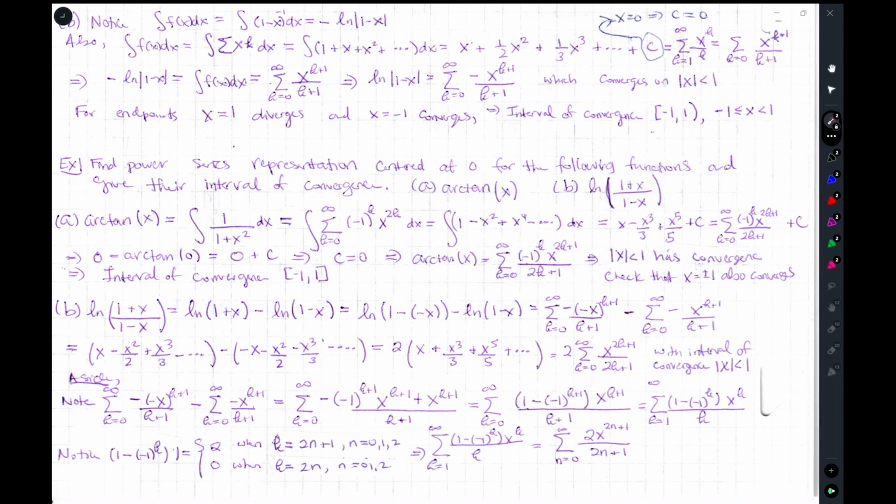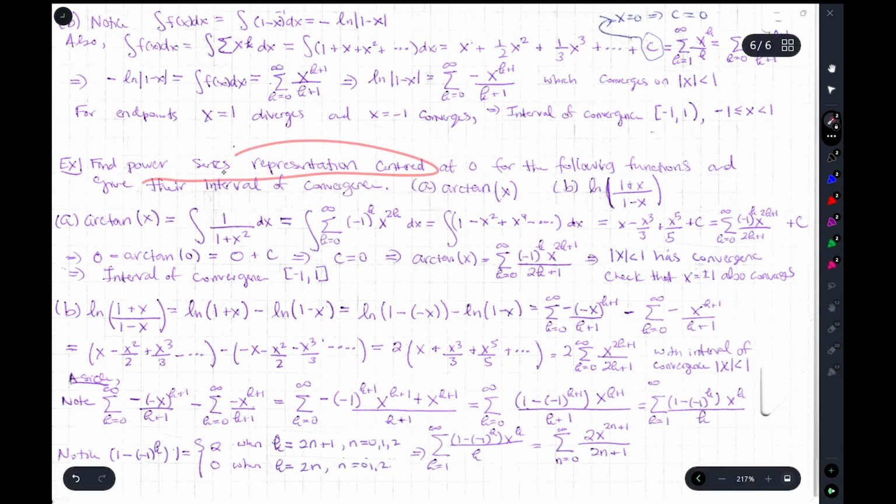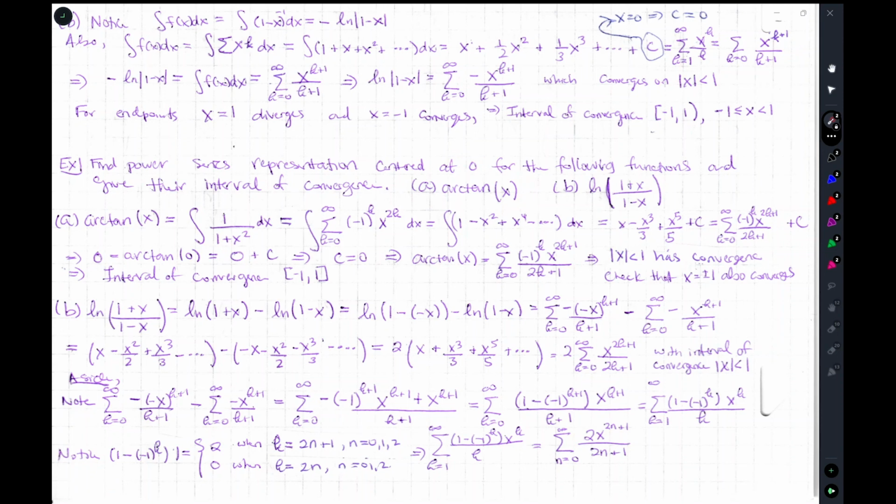Let's continue seeing how integrating power series is useful. Find the power series representation centered at 0 for the following functions and give their interval of convergence. So here you have arctan x, and you think, well, how am I going to find that? Well, we found before the expansion for 1 over (1 plus x squared).